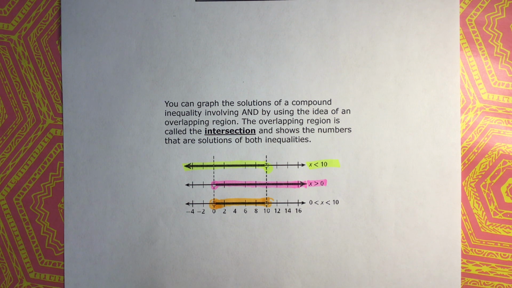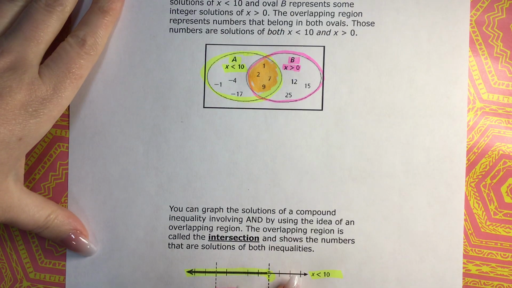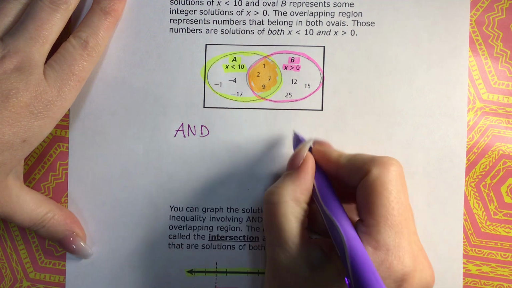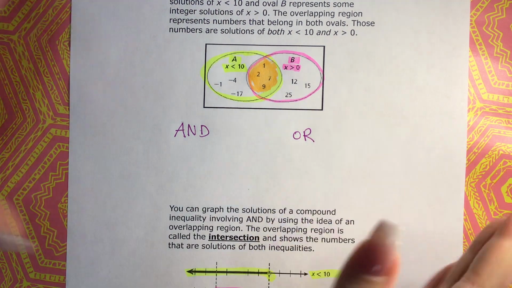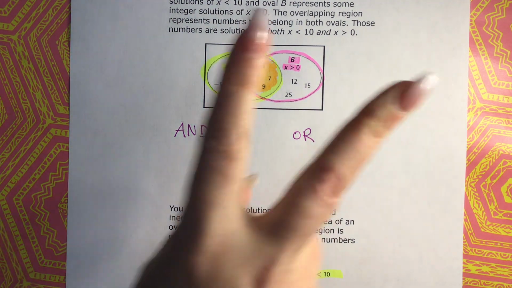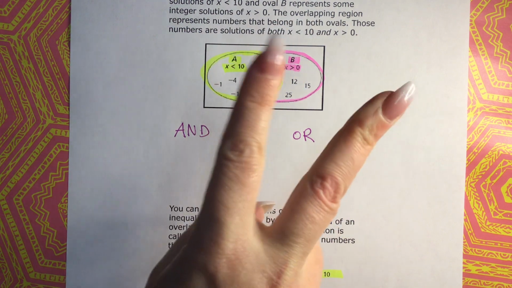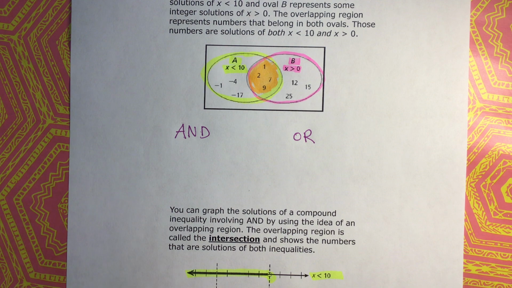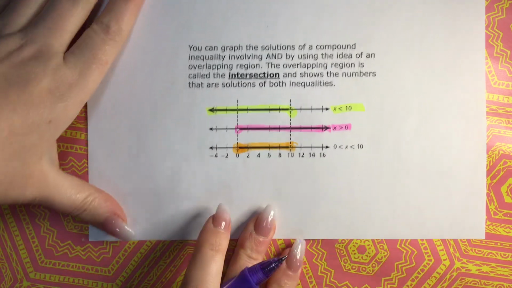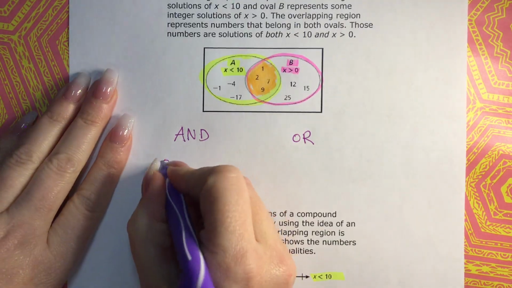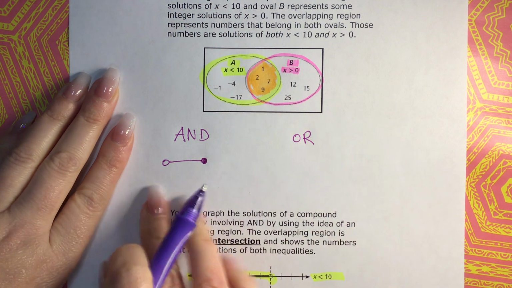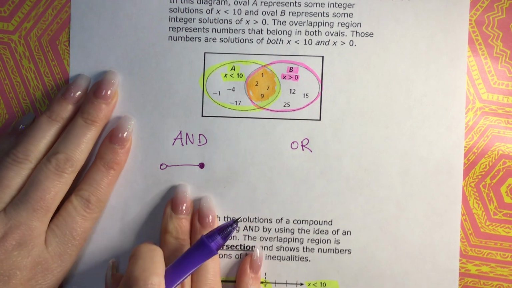Now, this section is all about and problems and or problems. So what you had before is you had two inequalities, and then those two inequalities are going to come together through either an and or an or. So graphically, do you see what we had down here? We had something like this. Anything that looks like this or any variation of that, that's going to be an and problem.